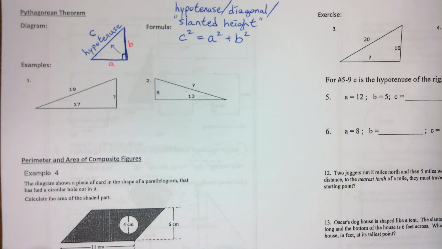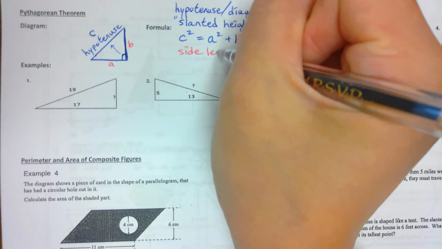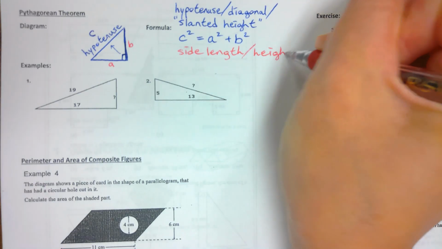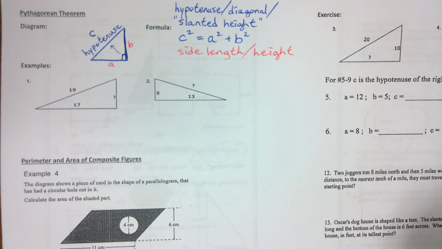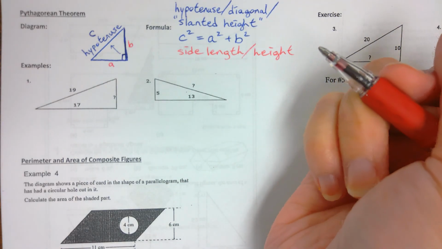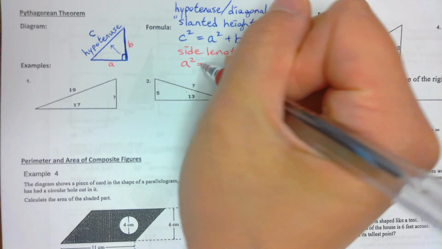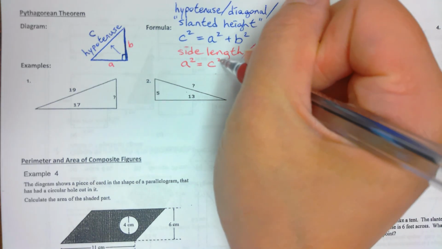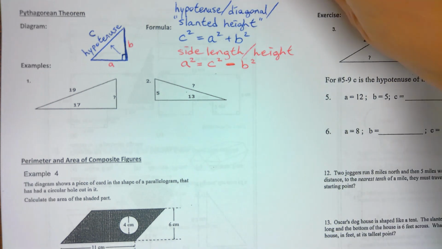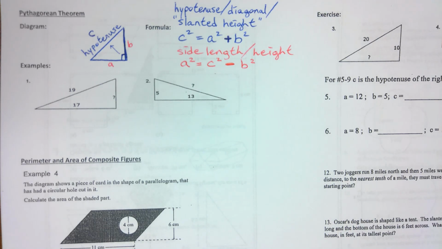Okay, so what if I want to find a side length, or the height in word problems? What formula do I use? Yeah, c squared minus whatever equals the other thing. Okay, good. Remember a and b are interchangeable. So let's say I'm solving for a squared, then it's c squared minus b squared. Whenever you're looking for the side, you're doing the subtraction. Whenever you're finding the hypotenuse, you're doing the adding.